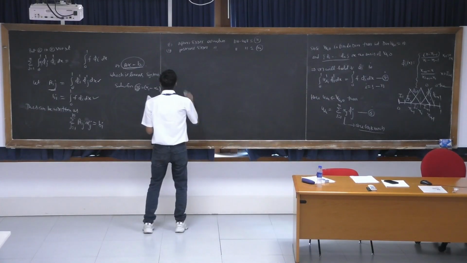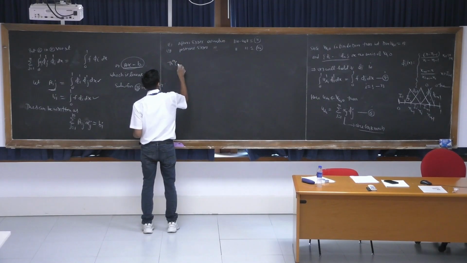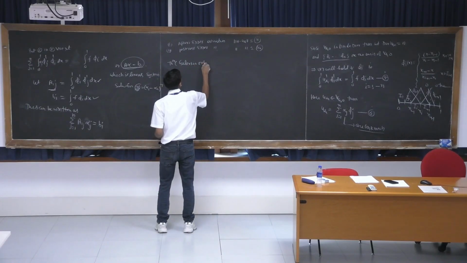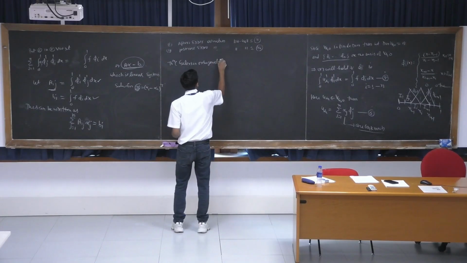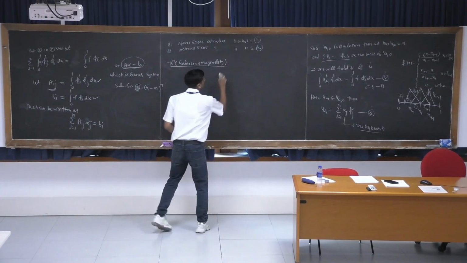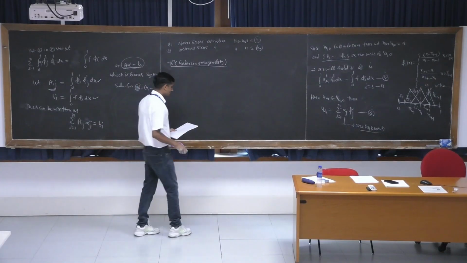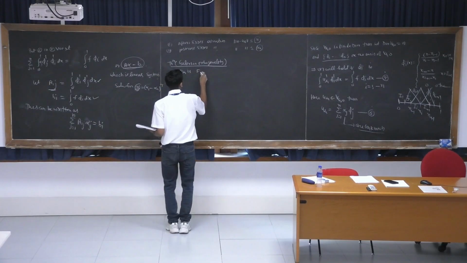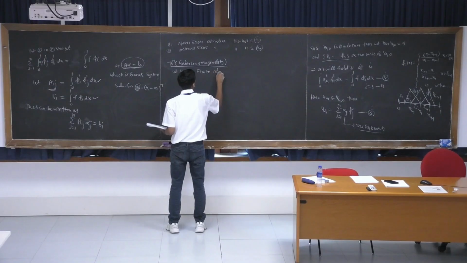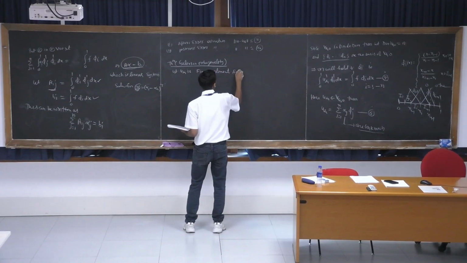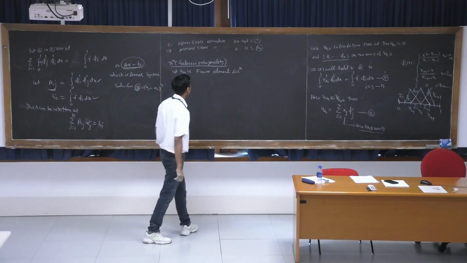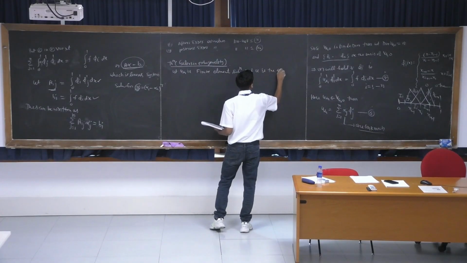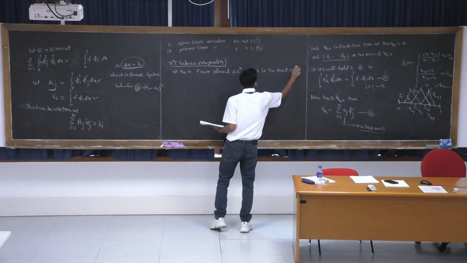So first we prove the theorem, Galerkin orthogonality. What is this? Let u_h be the finite element solution, or we can say approximation, and u be the exact solution.